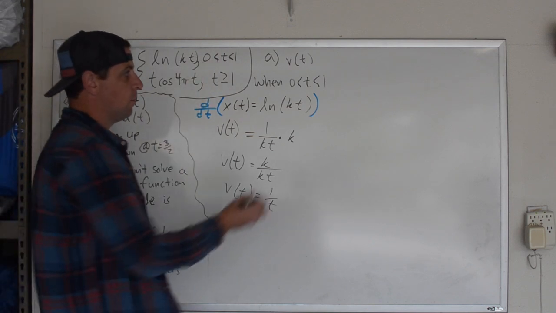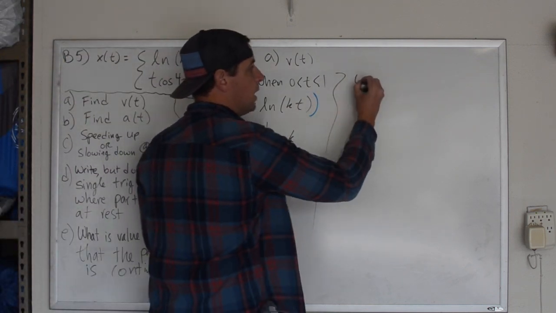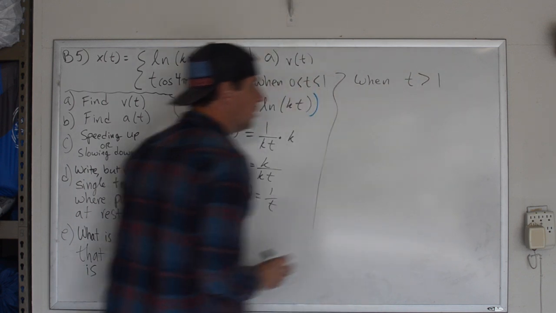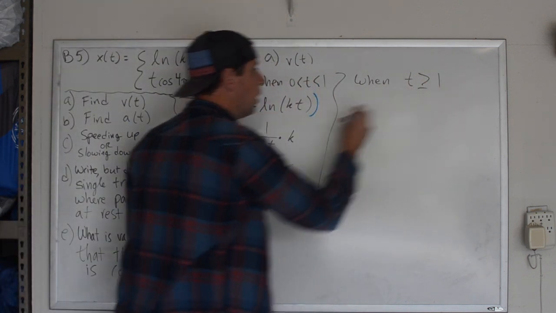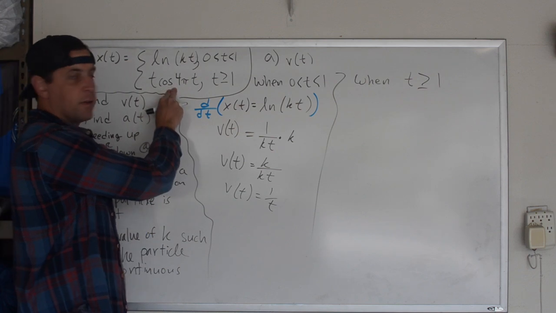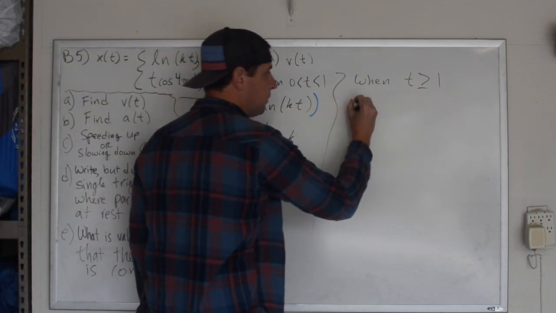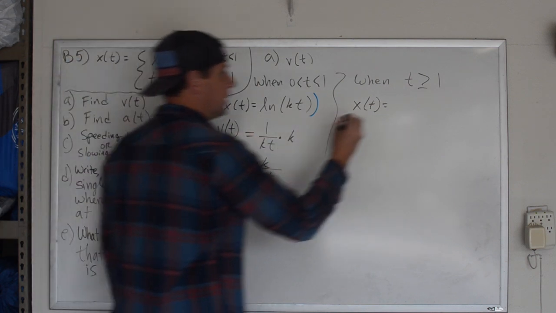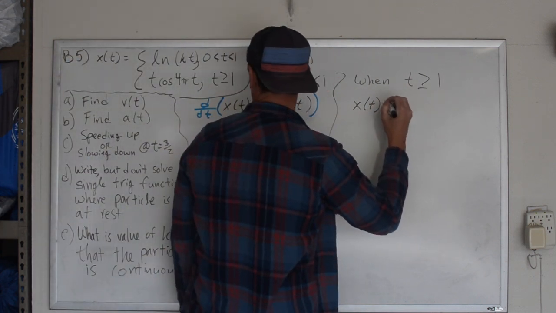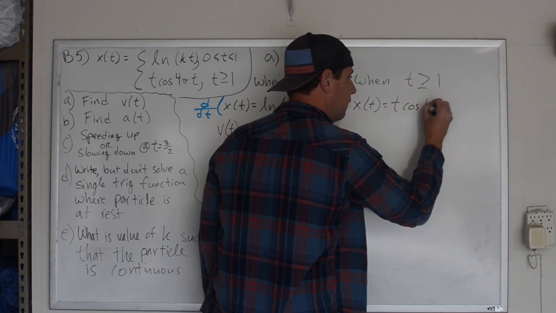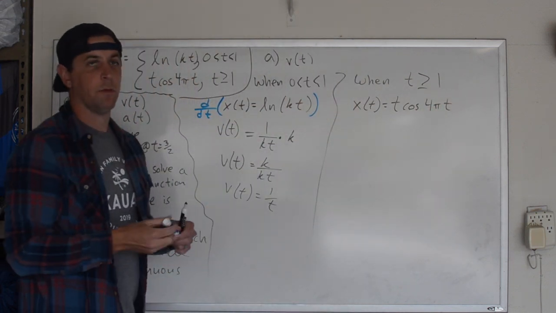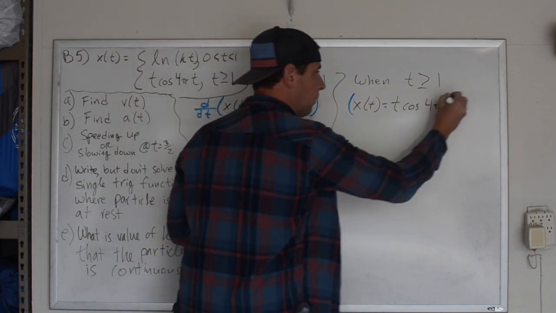So then my second part is now when t is greater than or equal to 1. I'm using this function for my x of t. So x of t is equal to t cosine of 4 pi t. Again, I'm going to take the derivative with respect to time.